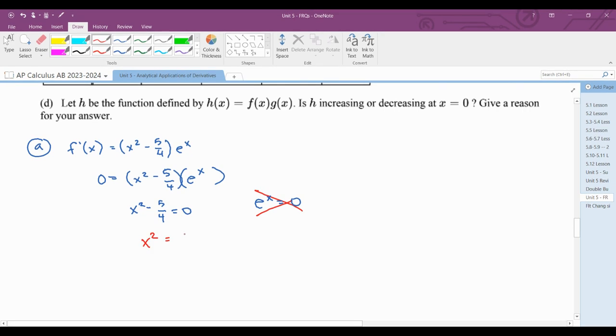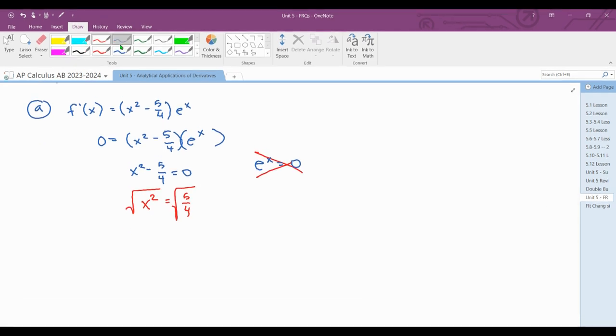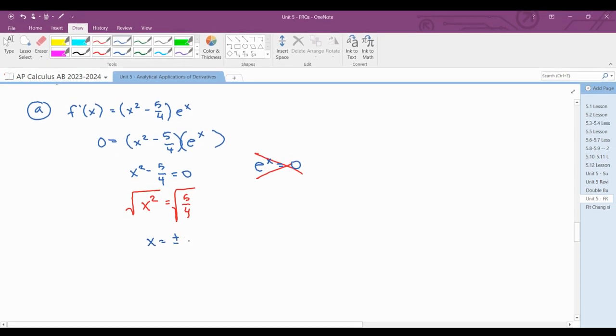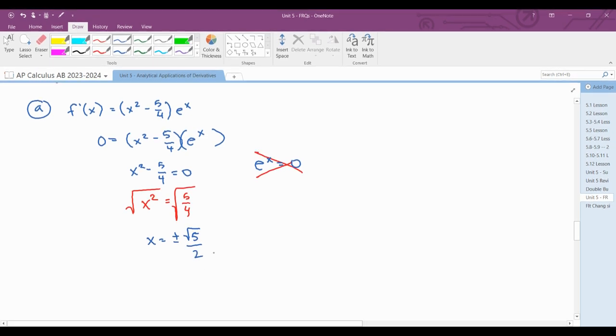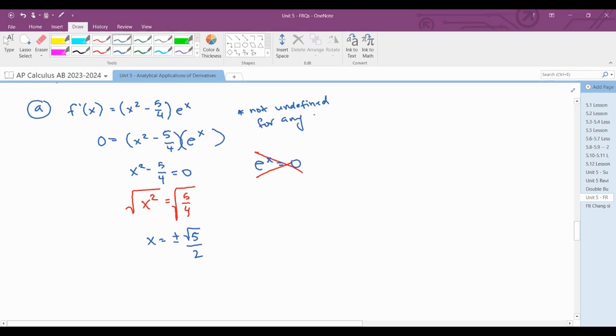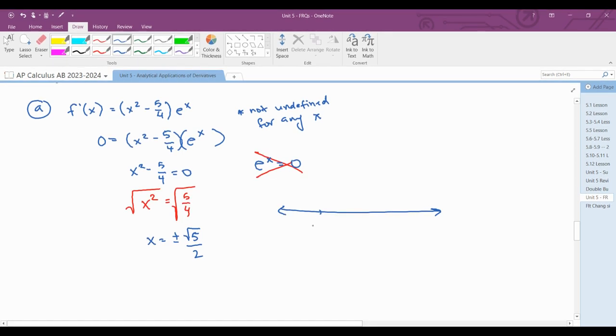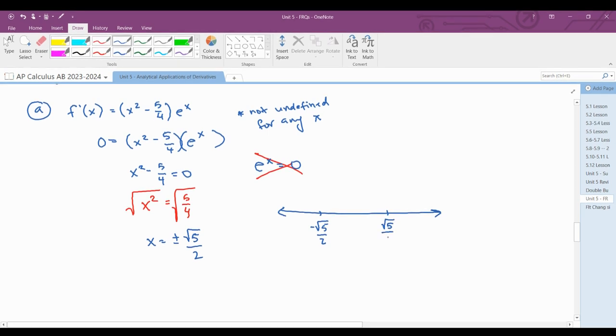So in other words, when x squared is equal to 5 over 4, do some solving there. And so what you end up getting is x is equal to positive and negative square root 5, and I'm going to simplify that to over 2 instead of square root of 4. So these are going to be our critical points. Again, if you want to make note, not undefined anywhere. So I'm going to create a sign chart for the values of negative square root 5 over 2, and also positive square root 5 over 2.